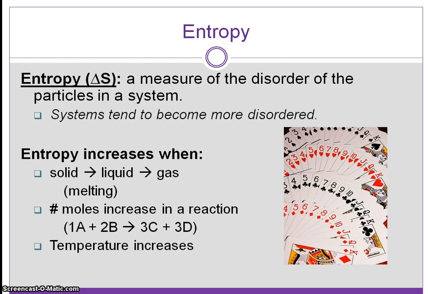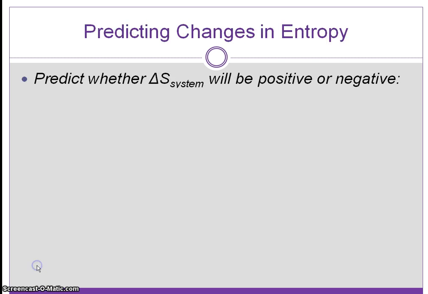And the last thing is temperature. Remember, temperature is a measure of the motion of the particles, so the faster they're moving, the more chaos there's going to be. Again, if you go back to the kindergartners, if you tell them to walk around the classroom versus to sprint as fast as they can, the sprinting is going to be a whole lot more disordered than if you have them just walk. So if you increase the temperature, the entropy will also increase.